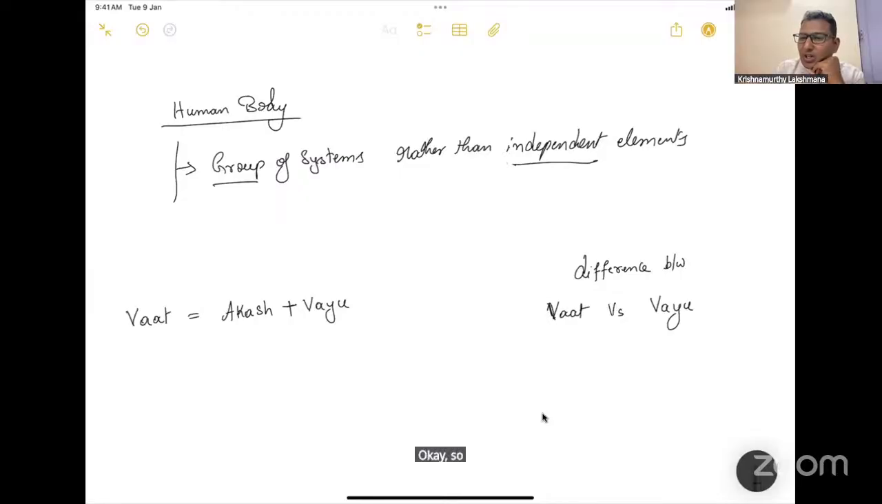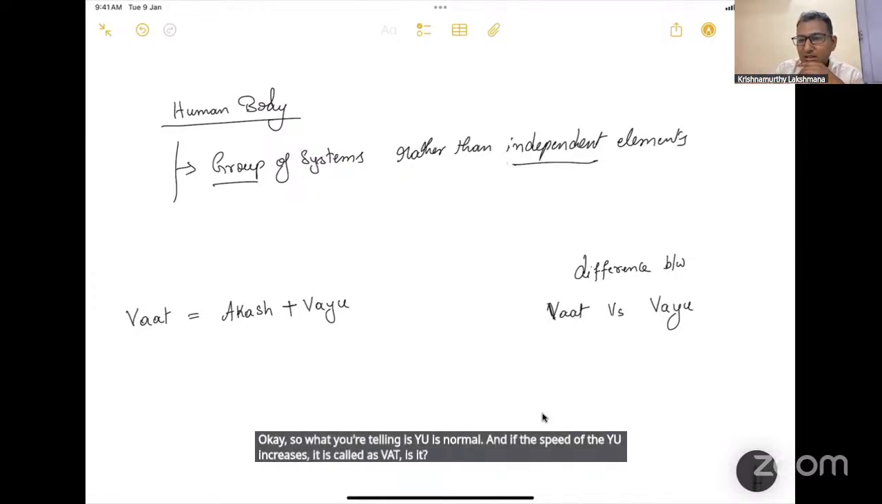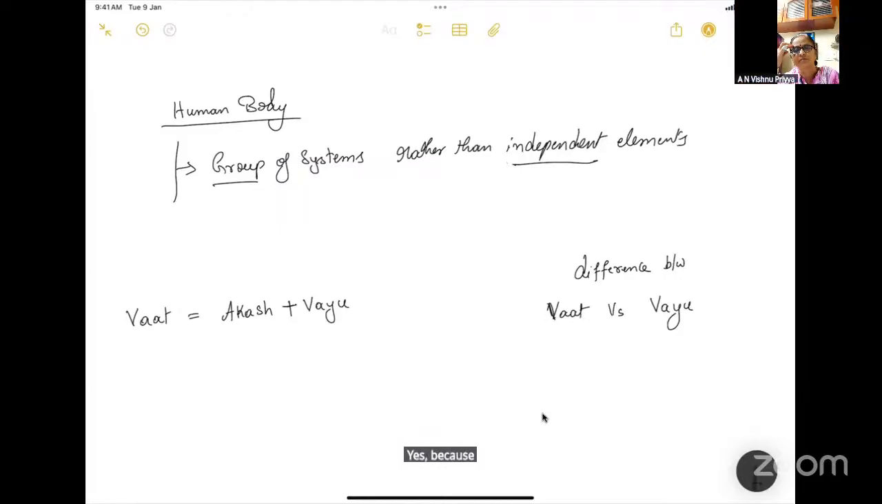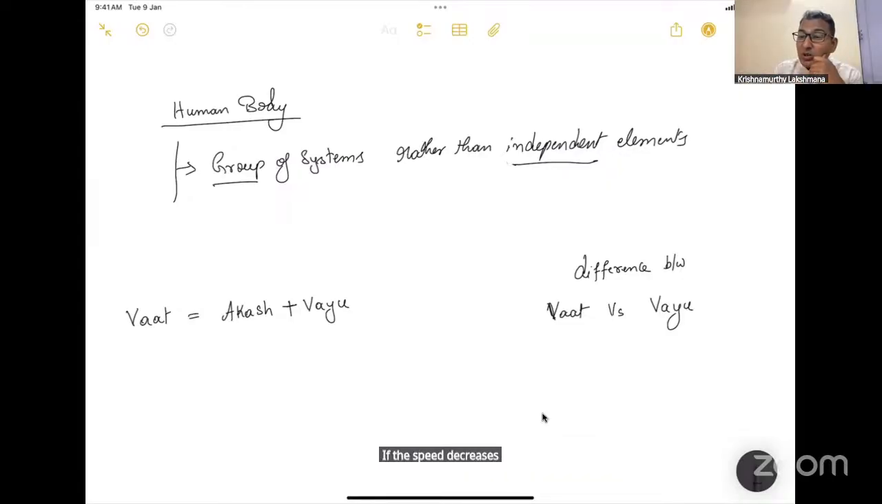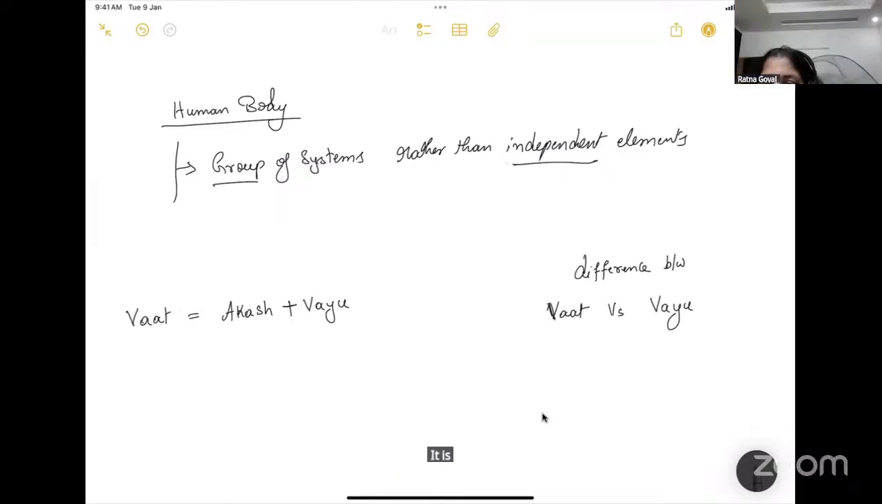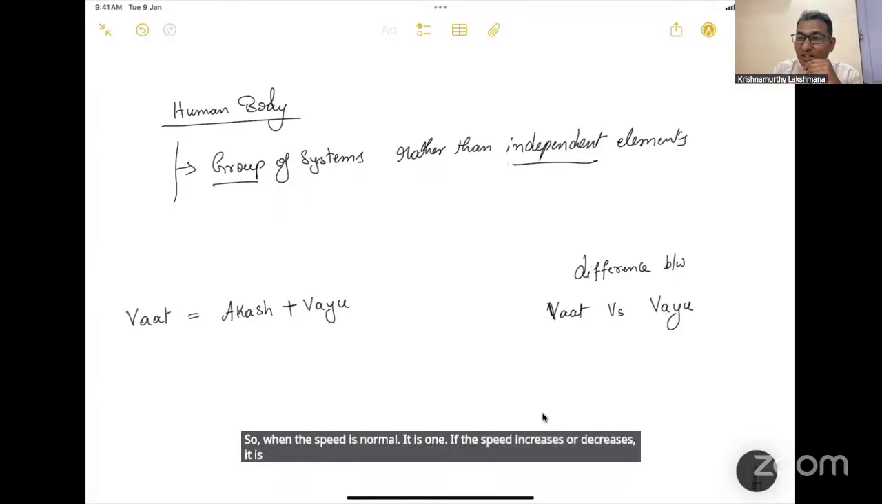So what you are telling is Vayu is normal, and if the speed of the Vayu increases, it is called as Vat. Is it? Yes, because it gets the space, then the speed increases, so it is Vata. If the speed decreases, what do you call it? That is also a Vata problem. So when the speed is normal, it is Vayu. If the speed increases or decreases, it is called as Vat. Is it what you're telling?